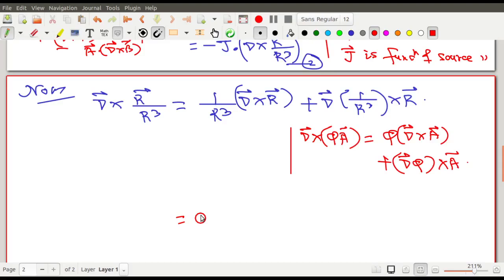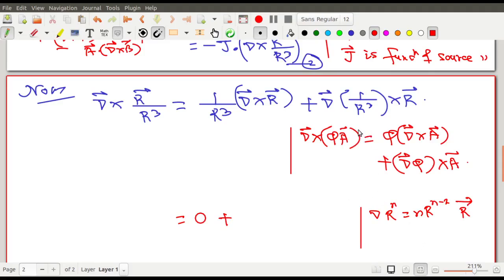Curl of R is always 0. And gradient of 1 by R cube, the formula is, you know it, grad of R to the power n. Everybody knows. If you don't know, it's your fault. I have done it in the classes of vector. Grad of R to the power n is n R to the power n minus 2 into R vector. If you don't know, please go through the classes of vector properly. It has been shown to you.